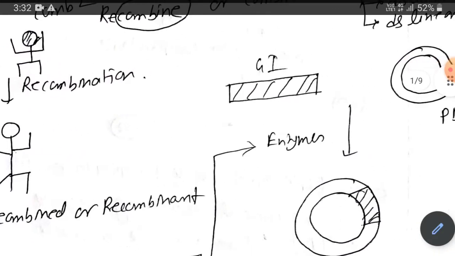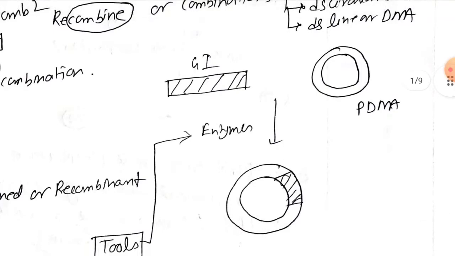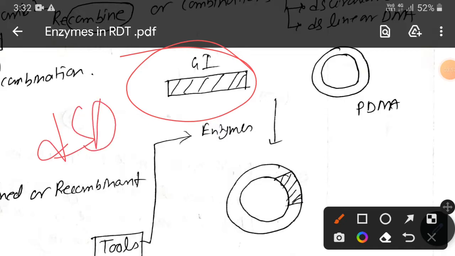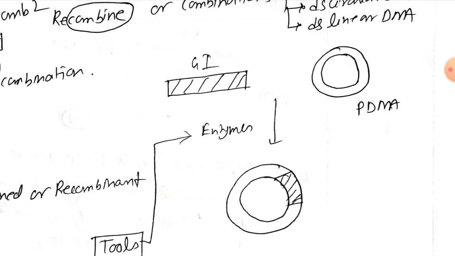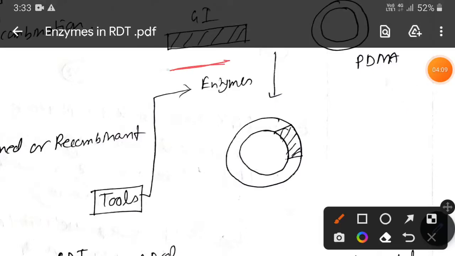For example, the most basic thing that we do with the help of recombinant DNA technology is, suppose this is our gene of interest, that is a double-stranded DNA molecule, and this is a circular DNA molecule. For example, let's talk about a plasmid DNA molecule. With the help of recombinant DNA technology, we can join them in such a way.